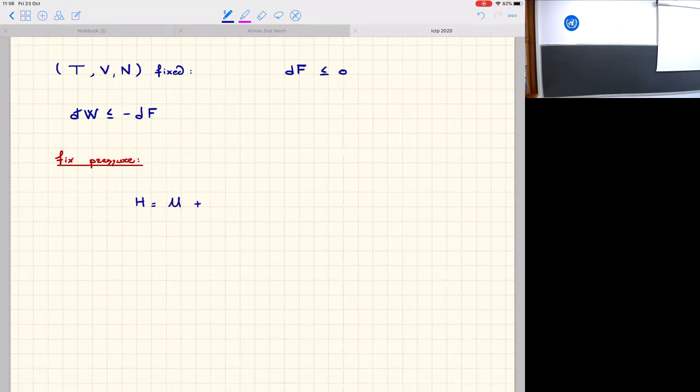Now, if I want to fix pressure, what would you add? Before, to fix temperature, I have to subtract TS. Now I want to fix pressure. What do I have to add? PV. I have to add PV. Why? Because if I add PV and I go through all the steps and I use the U, I will get that this differential is TdS plus VdP plus mu dN.